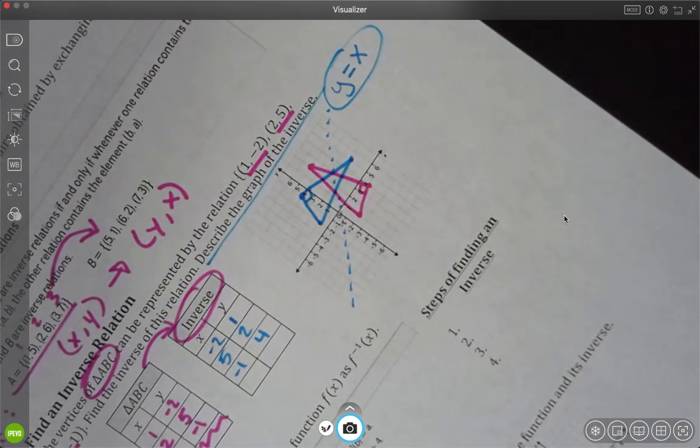I thought you were talking about, like, if you held your paper like this. So if you put that dotted line straight up and down, it's the same on both sides, right? And it will always be. It's always that line, y equals x.